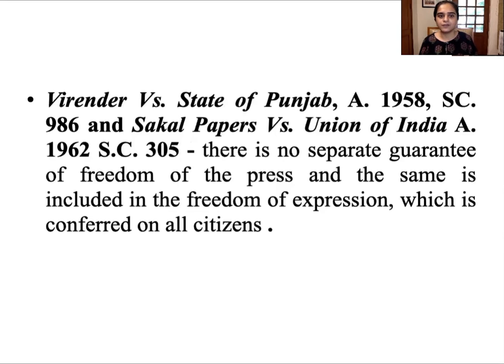Birinder versus State of Punjab and Sakal Papers versus Union of India are of particular importance because it is on the basis of Sakal Papers versus Union of India that the Bennett-Coleman case was decided. It has been held that there is no separate guarantee of freedom of press, and the same is included within Article 19(1)(a). This is of importance because in a democratic country like India, it is the press that also plays the role of ensuring checks and balances and is often the voice of the people. Therefore, it has the right for ensuring public dissemination of information, and access to the essentials that are required for dissemination of such information.